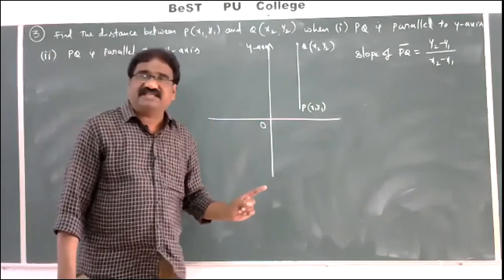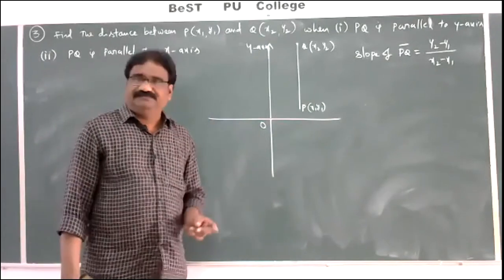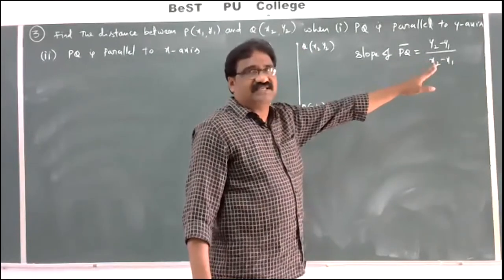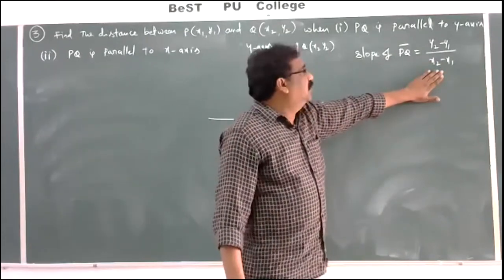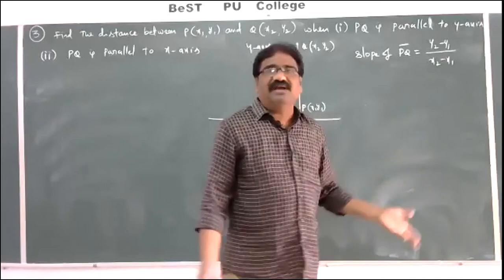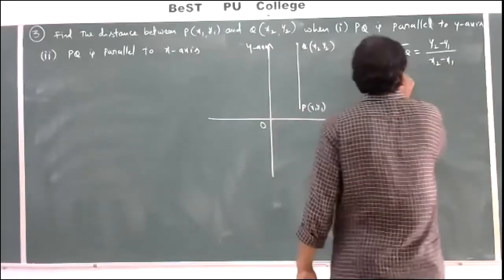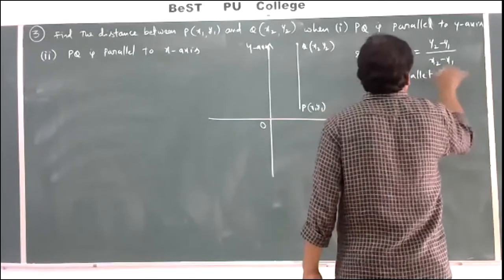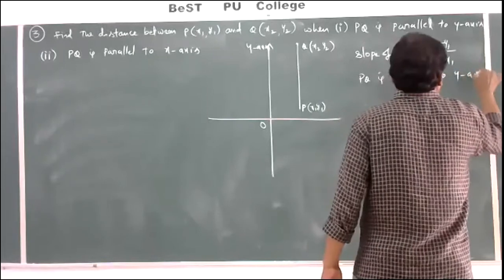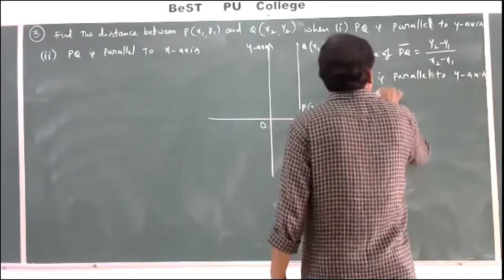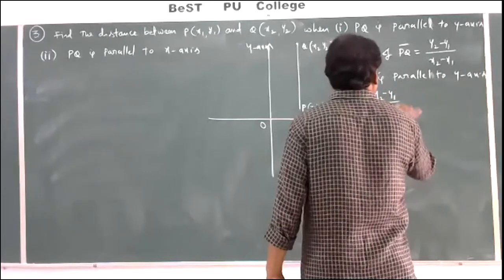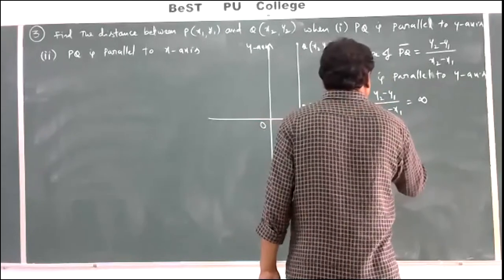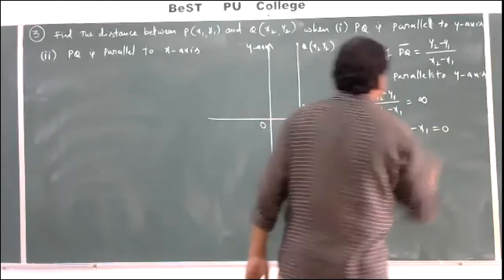What is the slope of the y-axis? Infinity. What is the slope of PQ? y2 minus y1 by x2 minus x1. So it is equal to infinity. For this to be infinity, the denominator should be 0. Right, here PQ is parallel to the y-axis. So y2 minus y1 by x2 minus x1 is equal to infinity, that is, x2 minus x1 is equal to 0.